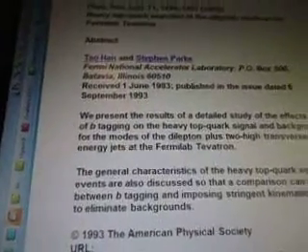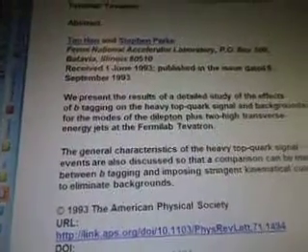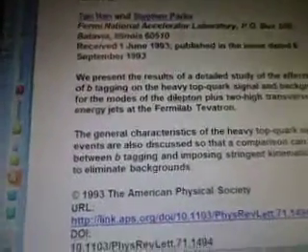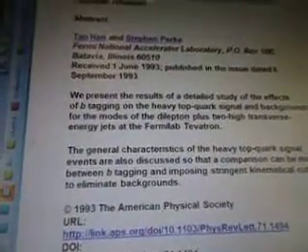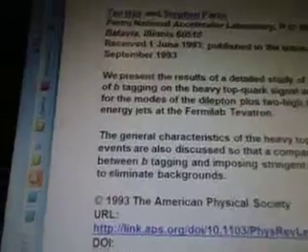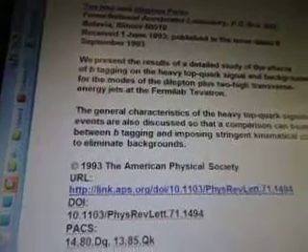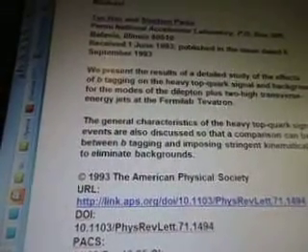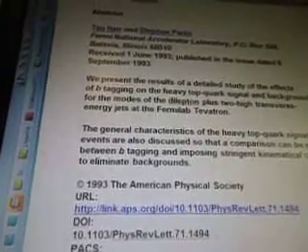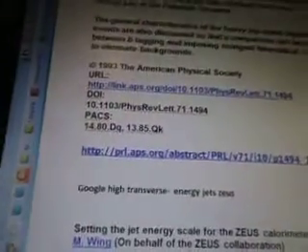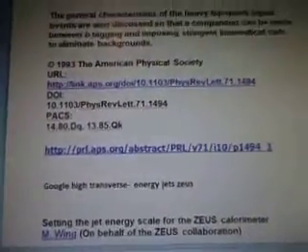So we present the results, and this is a quote: we present the results of a detailed study of the effects of B tagging on the heavy top quark signal and backgrounds for the modes of the Dilepton plus 2 high transverse energy jets at the Fermilab Tevatron. The general characteristics of the heavy top quark signal events are also discussed so that a comparison can be made between B tagging and imposing stringent kinematical cuts to eliminate backgrounds. 1993. And that's link.aps.org and then prl.aps.org. 2 different reference numbers.